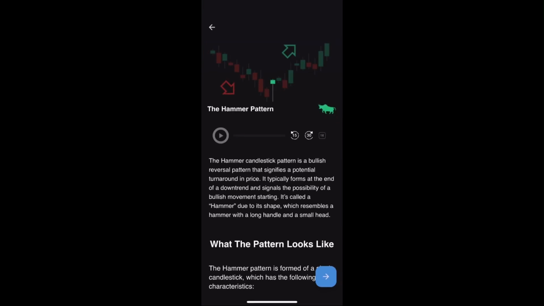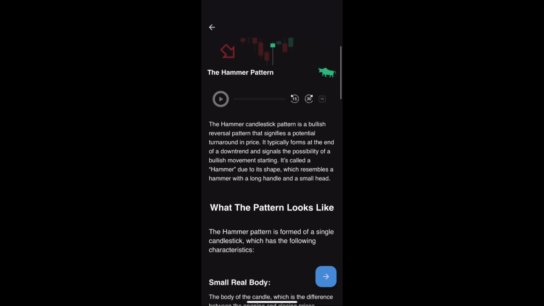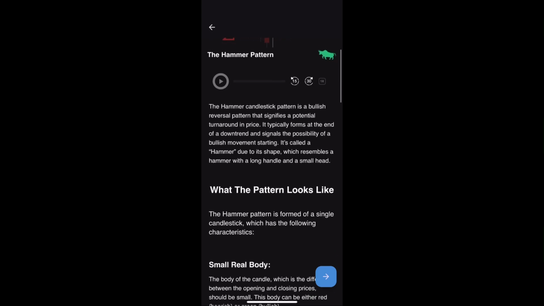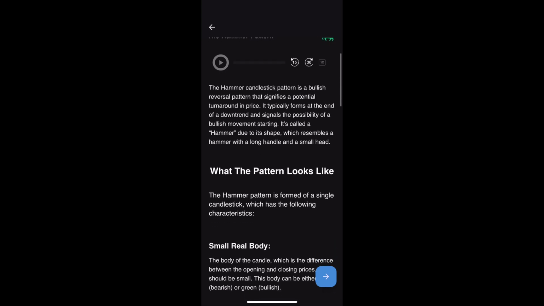The hammer pattern. The hammer candlestick pattern is a bullish reversal pattern that signifies a potential turnaround in price. It typically forms at the end of a downtrend and signals the possibility of a bullish movement starting. It's called a hammer due to its shape, which resembles a hammer with a long handle and a small head.